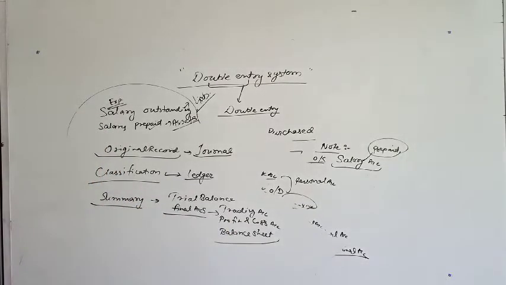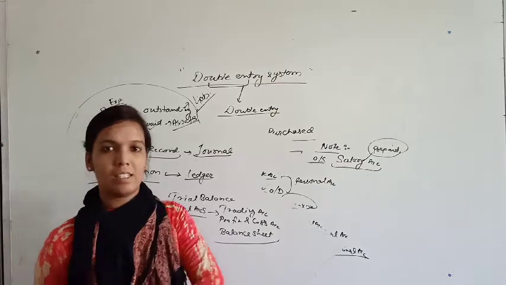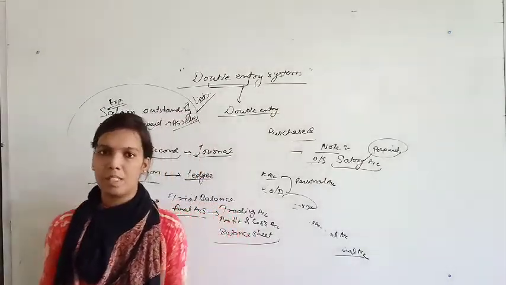Or knowledge of financial position of the business. At the end of each accounting period, every businessman wants to know the financial position of his business, that is the value of the assets, liabilities, and capital of the business. As we studied in the accounting equation, assets are always equal to liabilities plus capital.